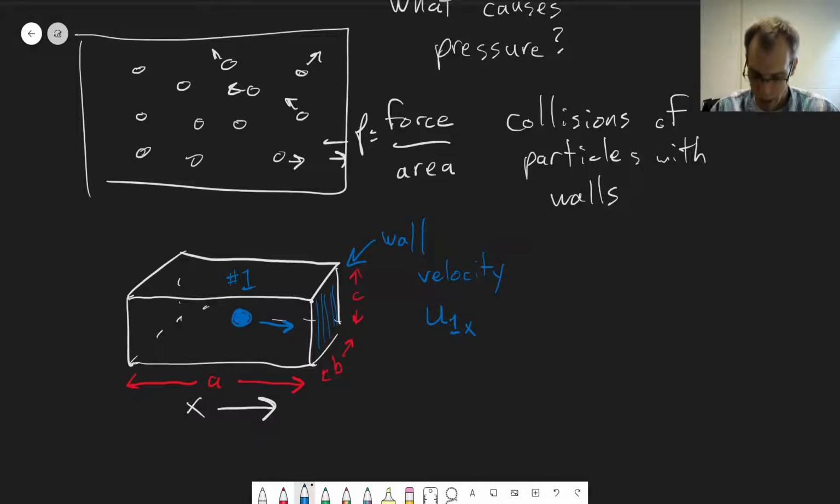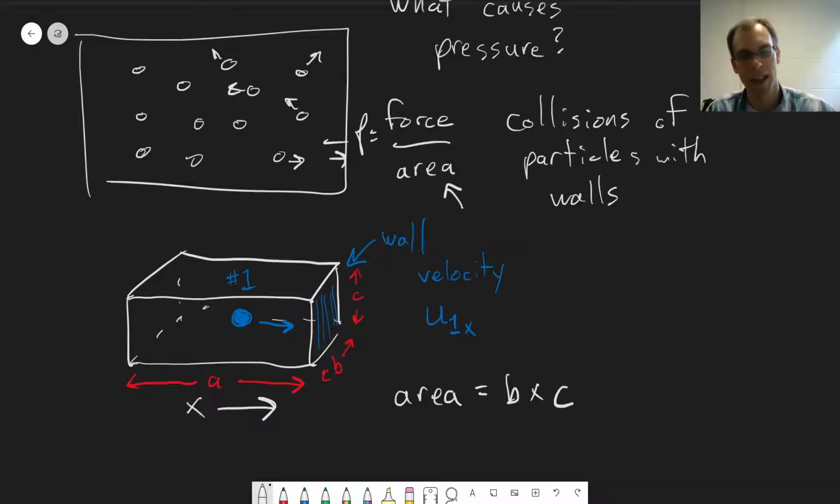Okay, now if we're thinking about area, because we need that as part of our calculation here, if we're looking at just the right wall, the area of that wall is equal to b times c, whatever those distances are. So that's easy. We've already taken care of that. So now what we need is the force that is exerted on that area.